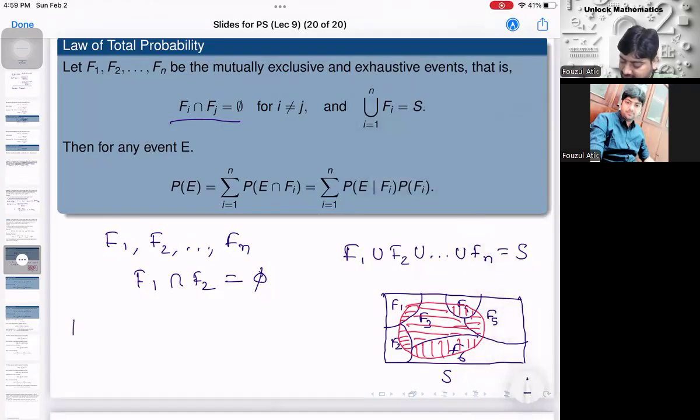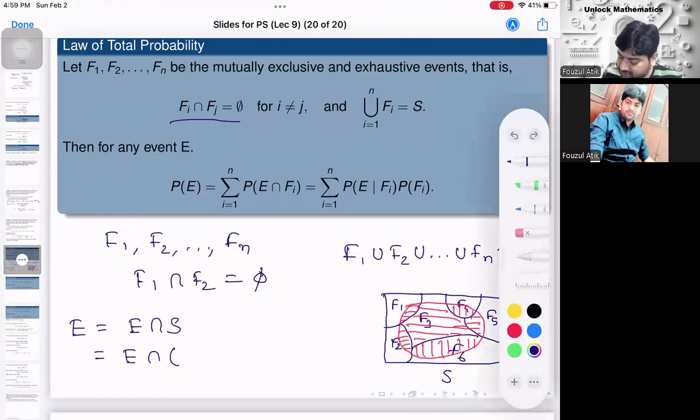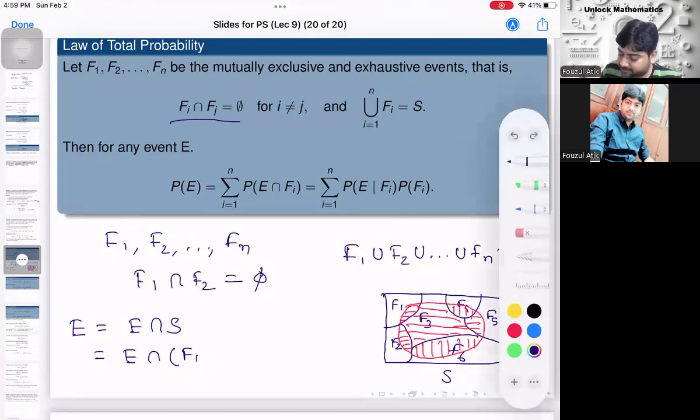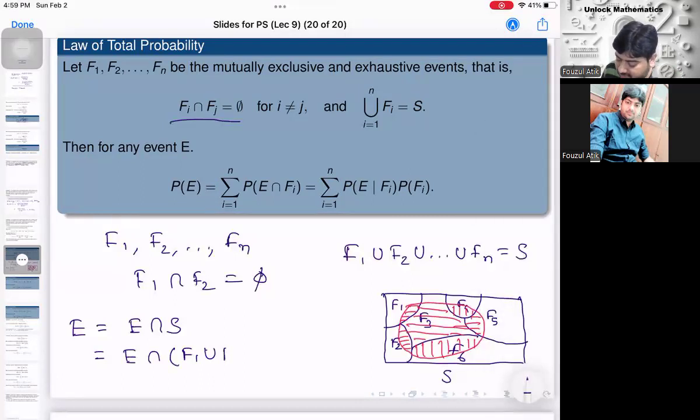So we know that for any event E, E is equal to E intersection S. S is the sample space, the universal set. So S can be written as the union of these events: F1 union F2 union dot dot dot to Fn.